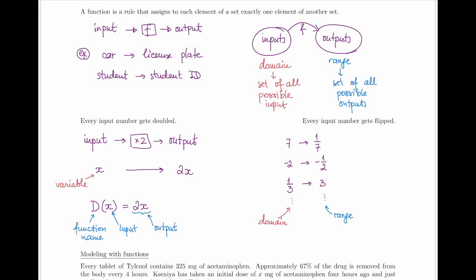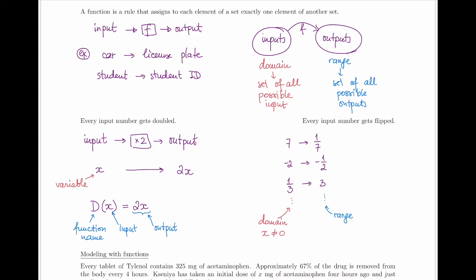Of course, right away, we notice that if my input is 0, 0 can't get flipped because we cannot divide by 0, which means that the domain is immediately going to exclude the value of 0. Thinking about all the other numbers, we quickly come to the conclusion that any other number but 0 will be able to get flipped, which means that the domain is all the numbers except for 0.